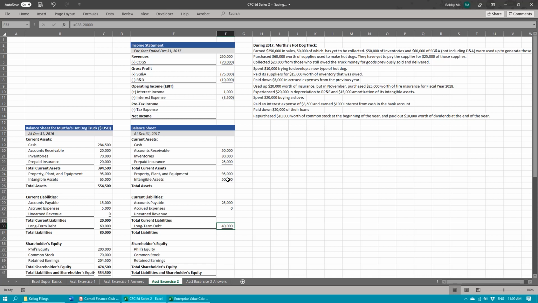Finally, we repurchased $10,000 worth of common stock and paid out $10,000 worth of dividends. So common stock, again, is just a decrease because of stock repurchases. And then retained earnings goes down by $10,000 because of dividends.